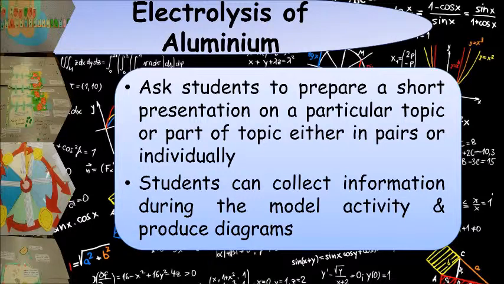After this point, I like to carry out an activity called micro-teaching with them. This is where students, either individually or in pairs, are going to produce a presentation on the electrolysis of aluminium, in this case, based on what they have just done. They will then present it to a number of different groups, which is shown in the short clip next.